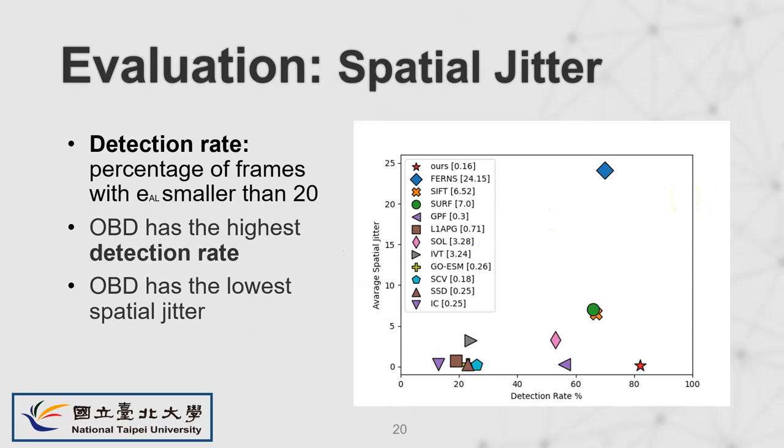And this is the plot of the spatial jitter metric. The detection rate is the percentage of frames with alignment error smaller than 20. As you can see, OBD has almost ideal pose transition across all video sequences with the highest detection rate. The GPF tracker has almost the same spatial jitter, however, its detection rate is only 56%, and all other POT algorithms with low spatial jitter have a detection rate below 30.